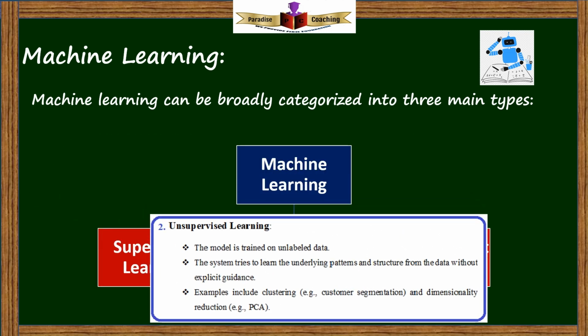2. Unsupervised learning. The model is trained on unlabeled data. The system tries to learn the underlying patterns and structure from the data without explicit guidance. Examples include clustering, for example, customer segmentation, and dimensionality reduction.